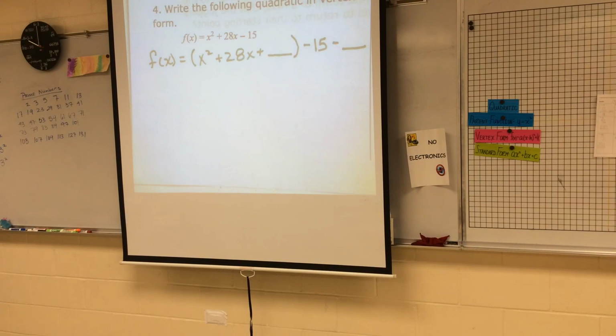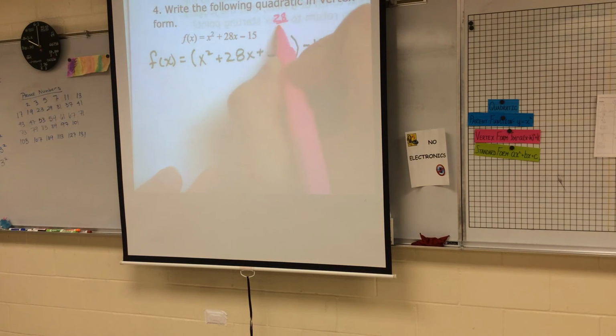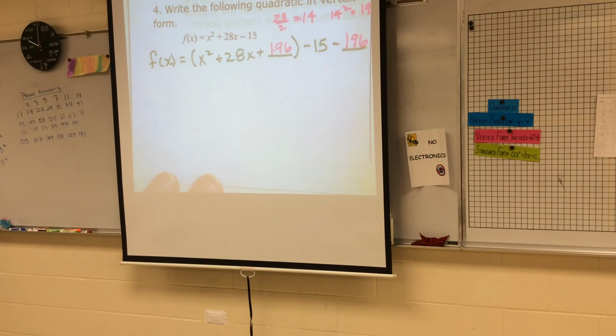All right, so what number would make that first part a perfect square trinomial? Well, half of 28 is 14, right? And then 14 squared is 196. So I'm going to add 196 and subtract 196. So it's like we added 0.